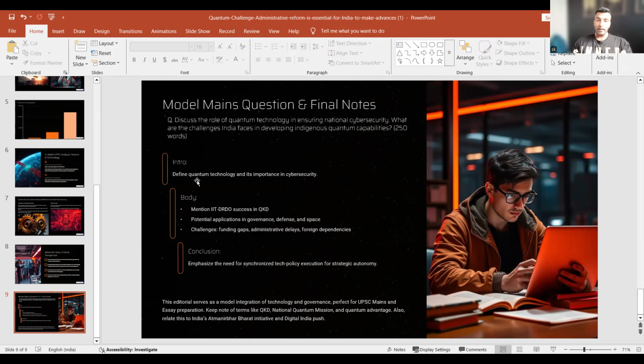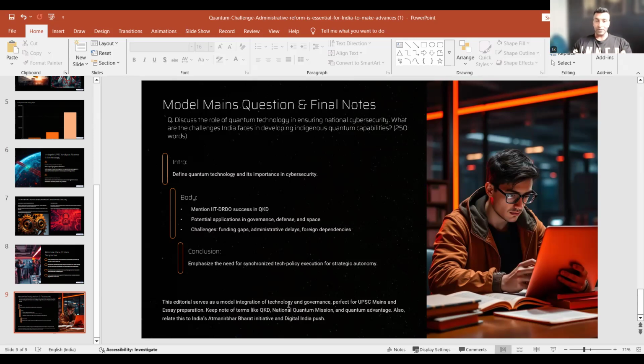Okay, so here you can define quantum technology and its importance in cybersecurity, the way we started off with, and then you talk about the ISRO scientists, their success in QKD, and the potential application in governance, defense, and space, which I've mentioned. Then talk about the challenges like funding gaps, administrative delays, and foreign dependencies. And in conclusion, you emphasize the need for synchronized tech policy execution for strategic autonomy.